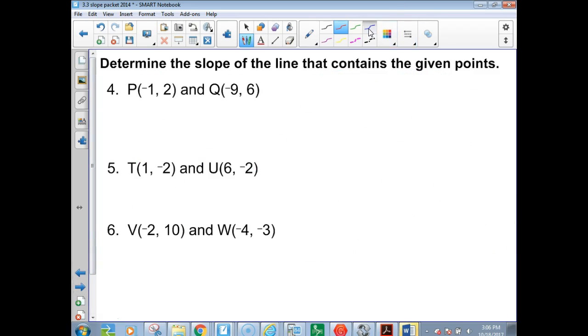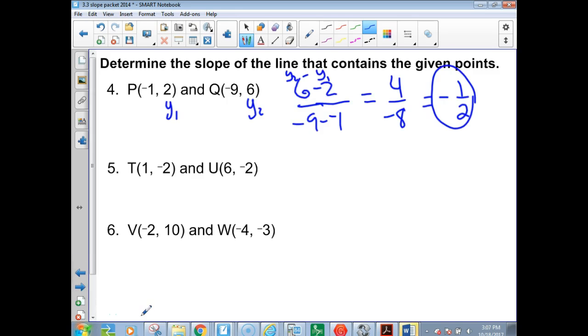Okay, now we're still doing some more slopes. Will you please try 4, 5, and 6 to see if you're going to do that correctly? I'm going to pause the recording. Okay, so it came back. I showed number 4. You should have gotten negative 1/2.